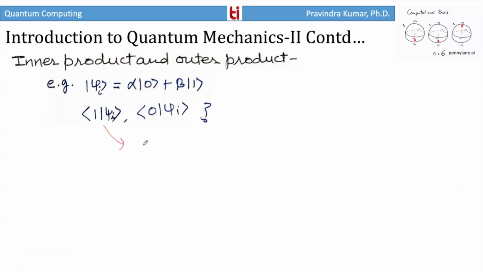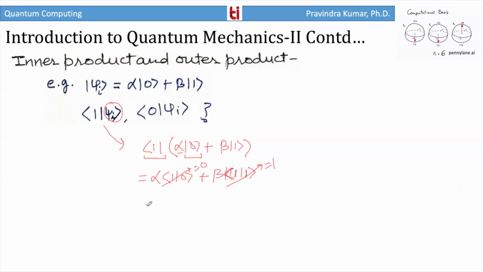So here this will be bra 1 and psi i, which is alpha ket 0 plus beta ket 1, and it will be equal to alpha times the inner product of 1 and 0, plus beta times the inner product of 1 and 1. You know the inner product of two same quantum bases will be equal to 1 because of the normalization condition, and the other will be equal to 0. So the probability amplitude of finding the system in state 1 is beta.